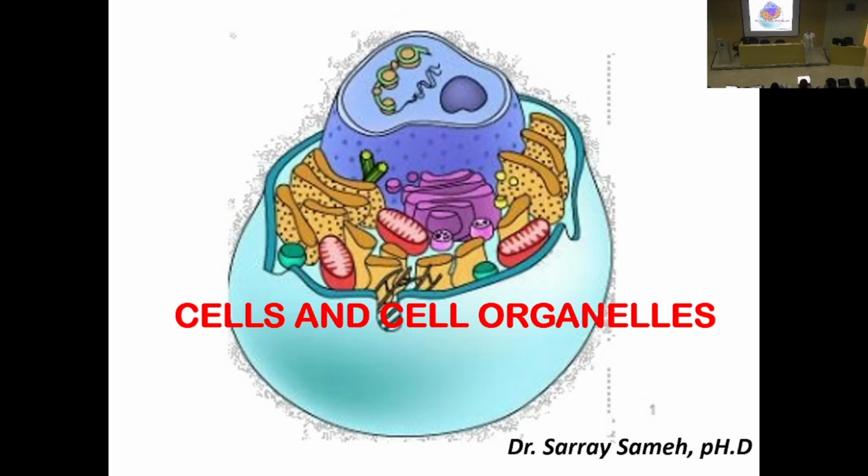For example, the red blood cells, what is their lifespan? 4 months? 4 months, it's 120 days. For example, this is the lifespan of the RBCs. So each cell has a lifespan. After that, it will die and it will be replaced by other cells. All right. So the cells can renew themselves via what mechanism? What do we call it? Mitosis, division.